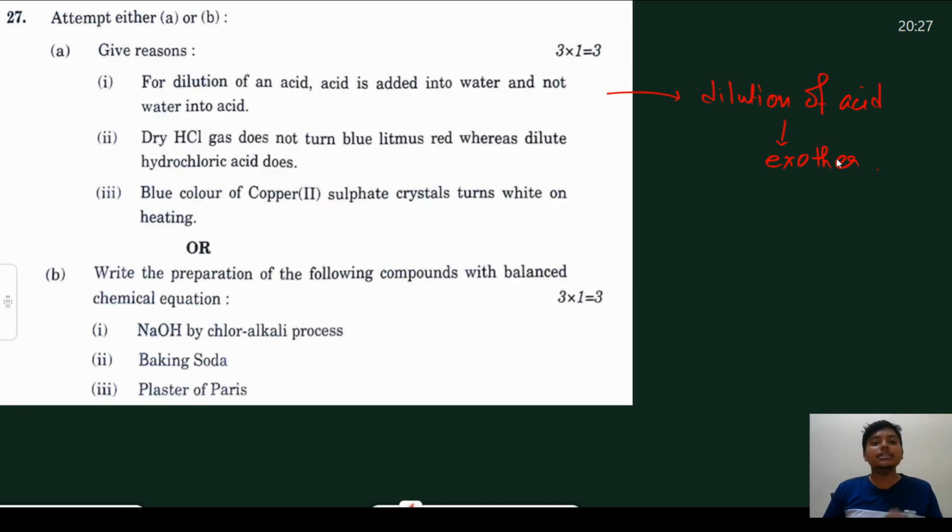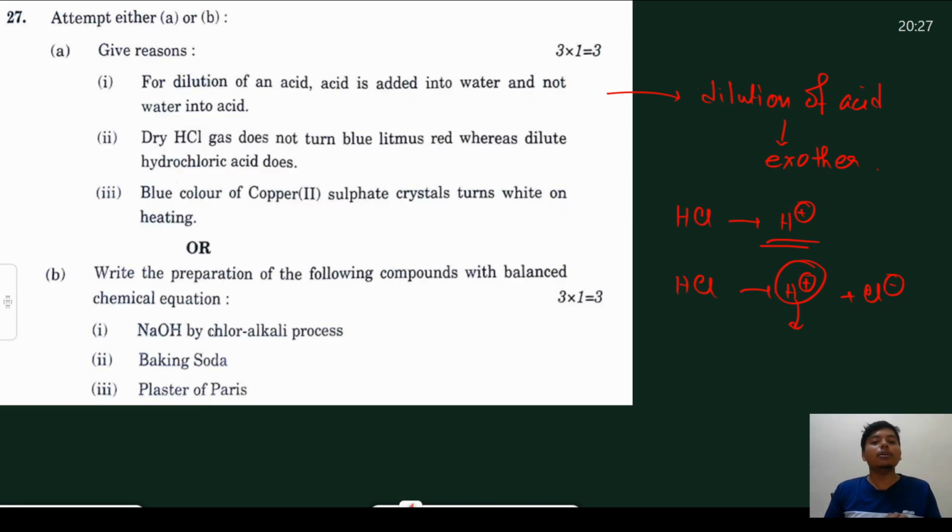Next, dry HCl gas does not turn blue litmus red, whereas dilute hydrochloric acid does. Why? Because dry HCl does not have H plus ions. Dilute HCl has H plus and Cl minus. So this H plus is the reason to turn blue litmus red, or to show acidity. But dry or gaseous HCl doesn't have that, so it will not show it.